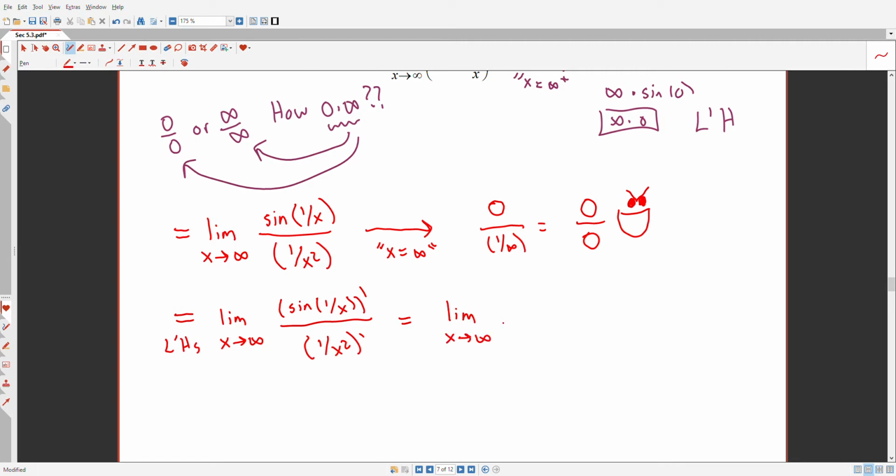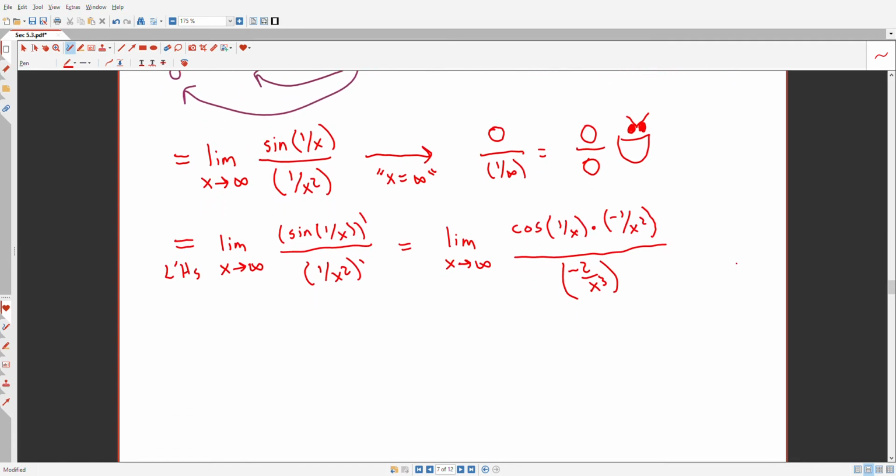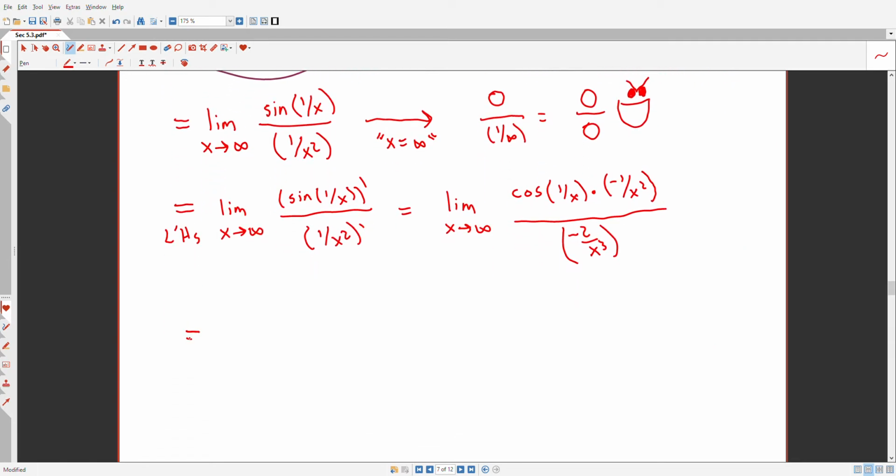So the derivative of sine of 1 over x, that's going to be a cosine of 1 over x times the derivative of 1 over x, you can use quotient rule or power rule, which is negative 1 over x squared. And now, from the bottom, I've got to do the derivative of 1 over x squared. That's going to be negative 2 over x cubed. And this limit, if you try to plug in, leaving all the functions written the way we have them now, we get 0 over 0.